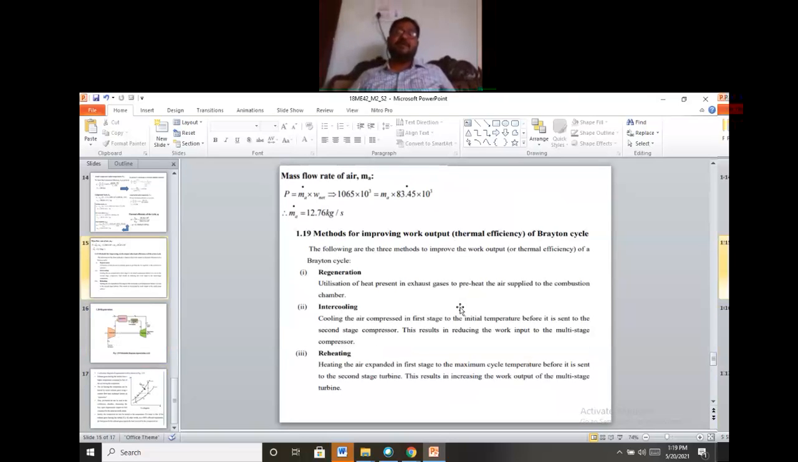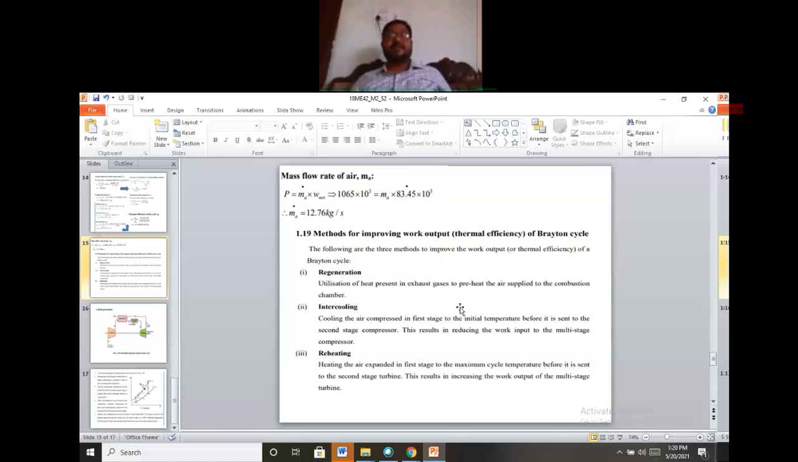There are methods of improving the work output of the Brayton cycle. Some of the methods used for improving the work output are, first, regeneration: utilization of heat present in the exhaust gases to preheat the air supplied to the combustion chamber. It means the exhaust gases are recirculated to the combustion chamber so that the inlet air can be heated up. That is called regeneration. Regeneration is nothing but a waste heat recovery system. Waste heat which is going to the atmosphere is trapped and then utilized for other purposes so that efficiency can be increased.